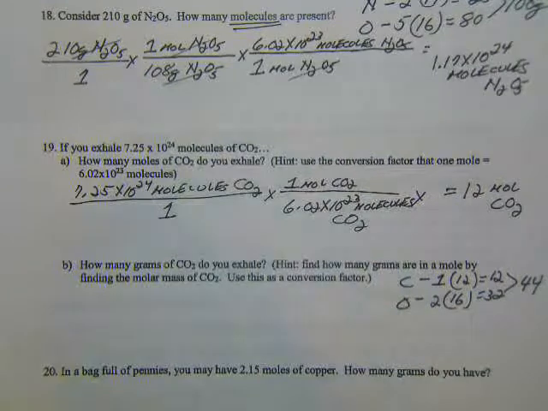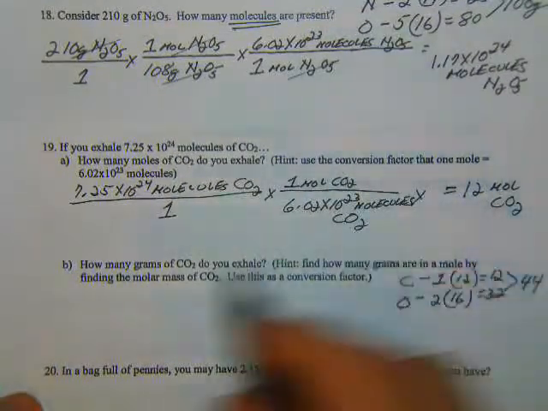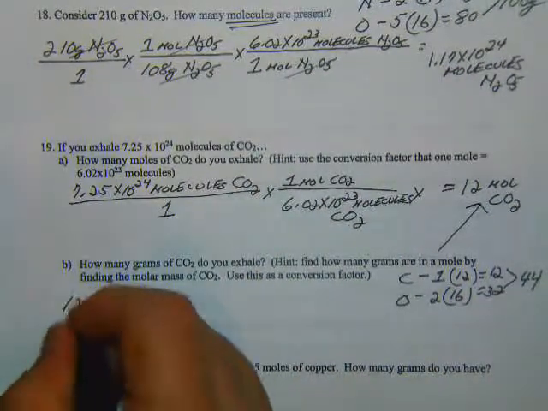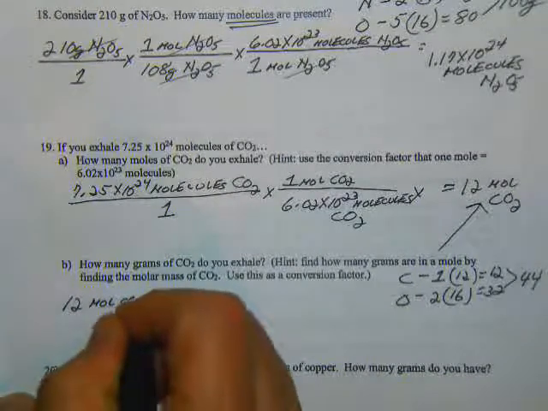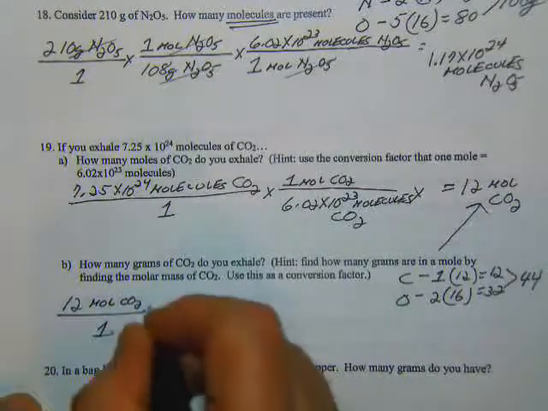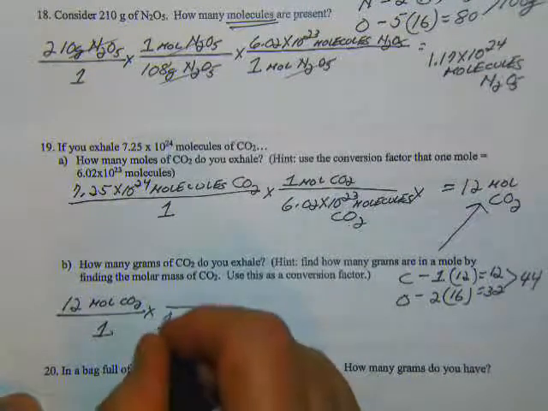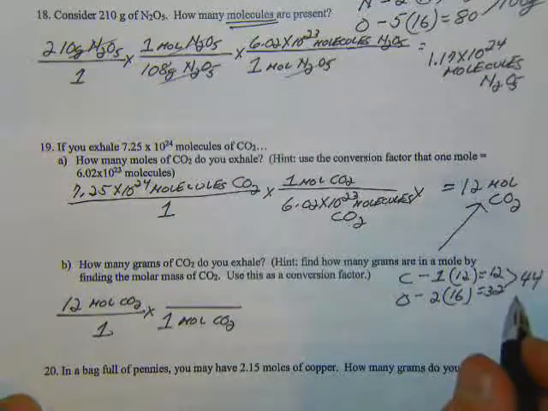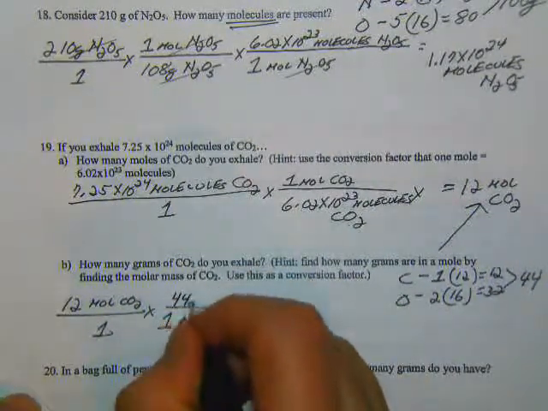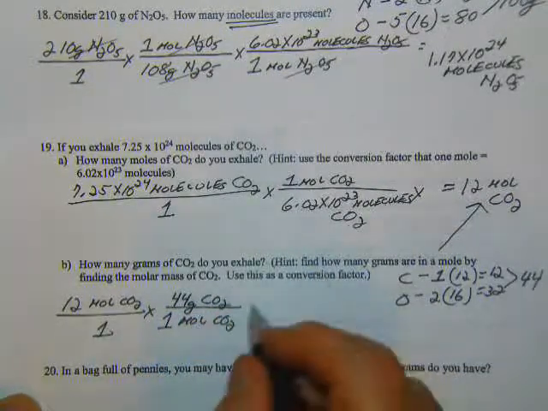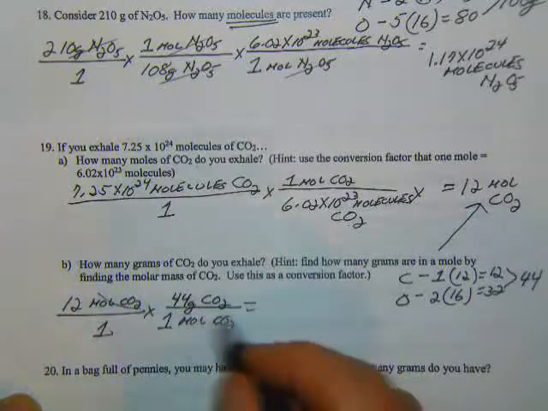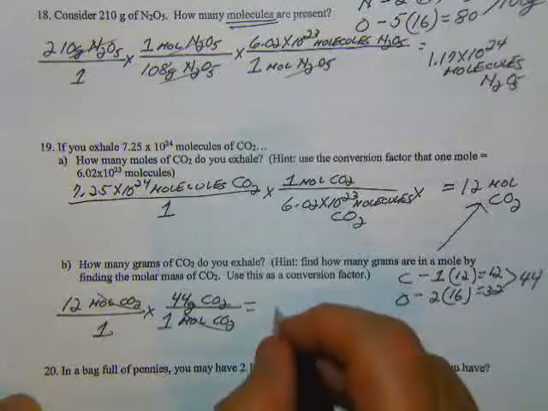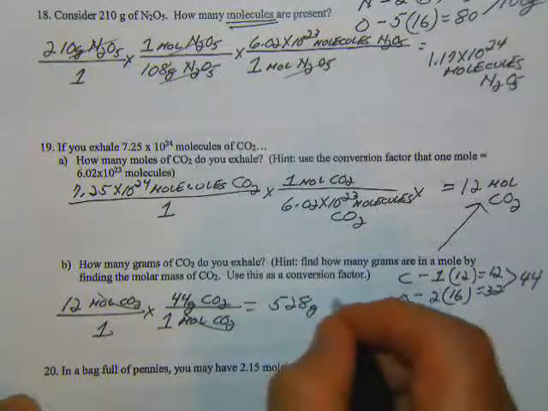Well, if we look at this and we want to know how many grams did you exhale, we're going to use this number of moles. So 12 moles of CO2, and again I like to put that over 1, and we know 1 mole of CO2 is 44 grams of CO2. Well, we want grams, so we're pretty good. Moles of CO2 cancel out. 12 times 44, if my math is right, is 528 grams of CO2.